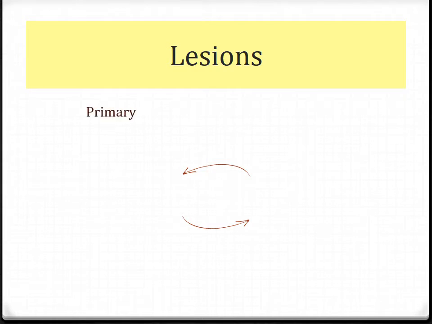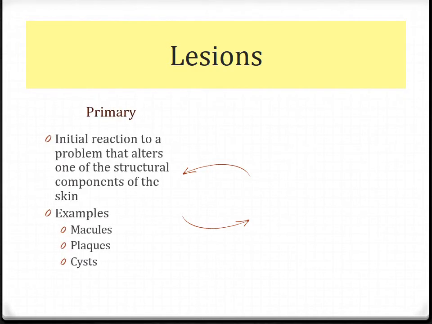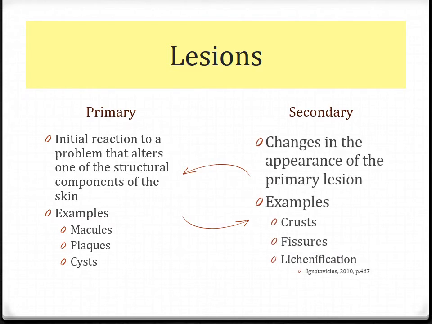Lesions. It's important to understand the difference between primary and secondary. Primary is the initial reaction to a problem that alters one of the structural components of the skin. Examples are macules, plaques, and cysts. Secondary are changes in the appearance of primary lesions. Crust, fissures, lichenification are some examples.